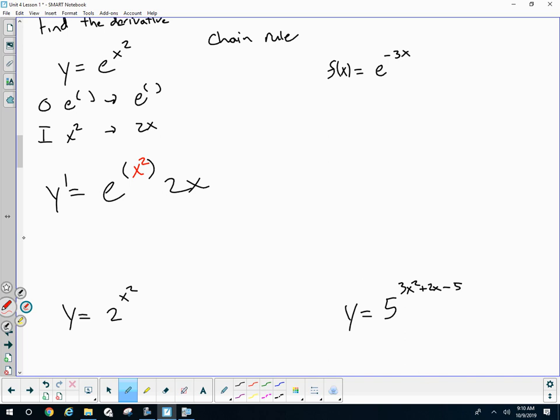e to the negative 3x. Outside, inside. e to the power can be an outside. The inside is the power. e to the power, negative 3x. f prime, the tangent slope generator, is e to the negative 3x times negative 3.